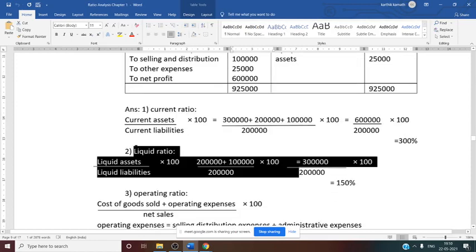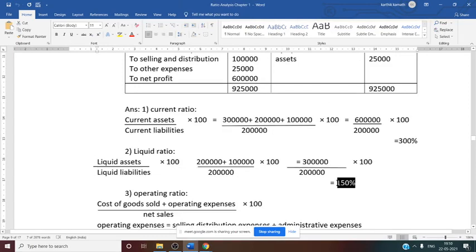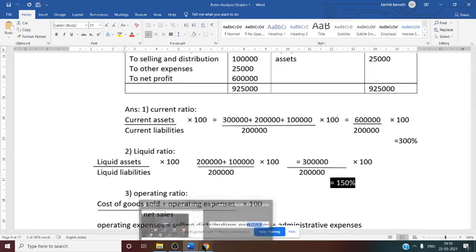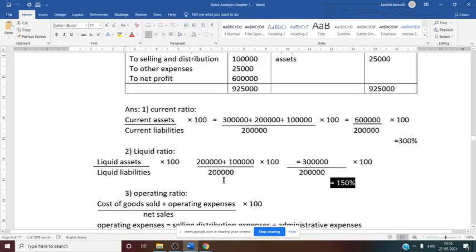So the answer now: 3 lakh divided by 2 lakh into 100, that is 150%. So the liquid ratio in terms of percentage is 150%, and in terms of ratio it is 1.5:1. 150 divided by 100, you will get 1.5. So 1.5:1, if you want to express it in terms of ratio.